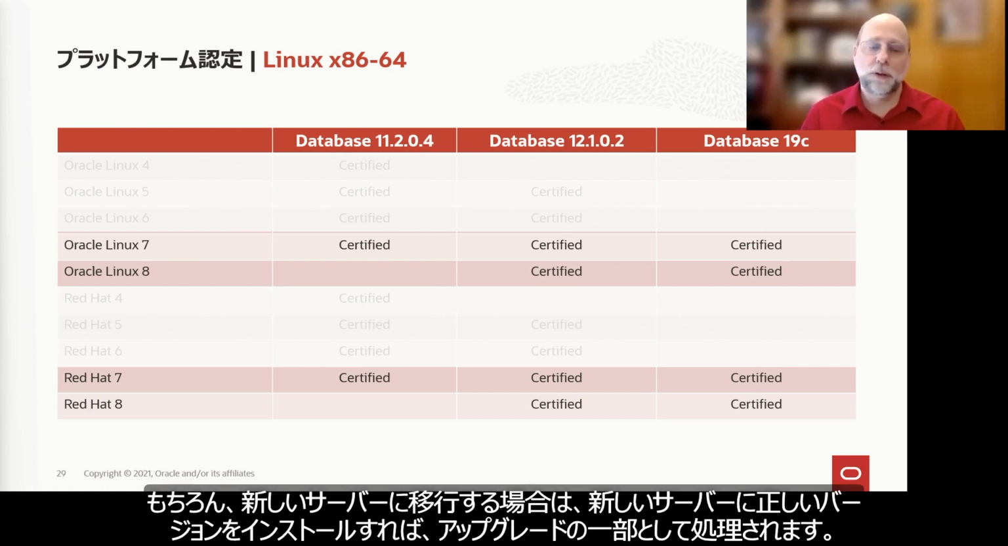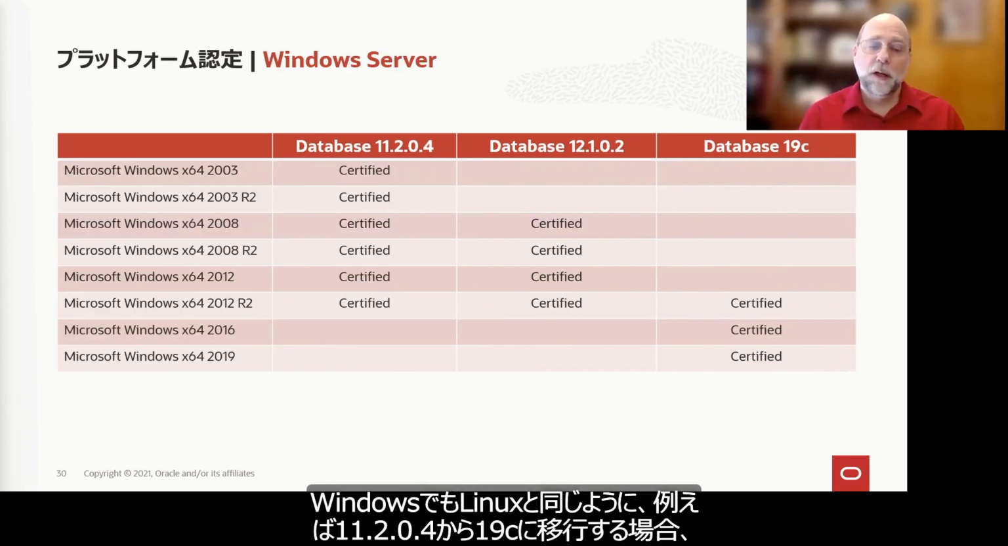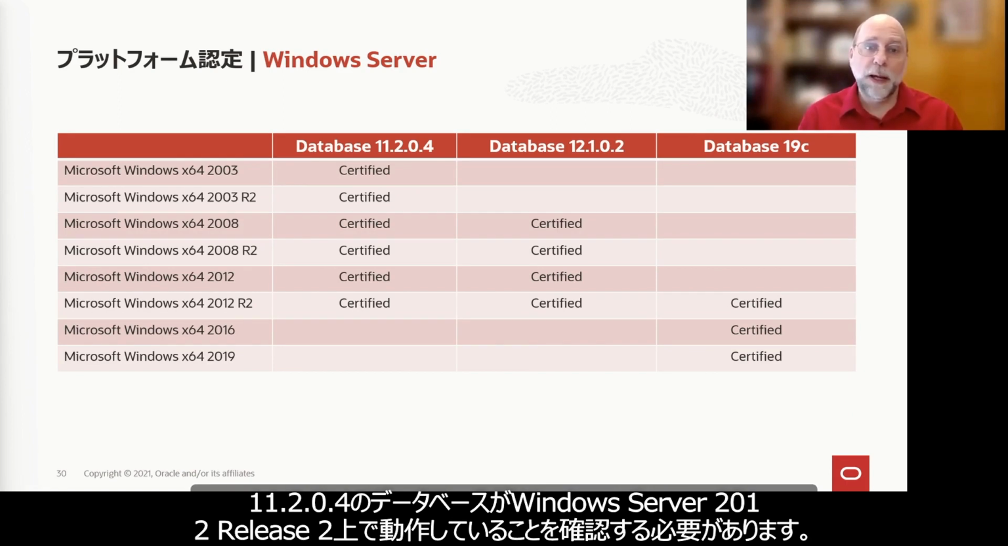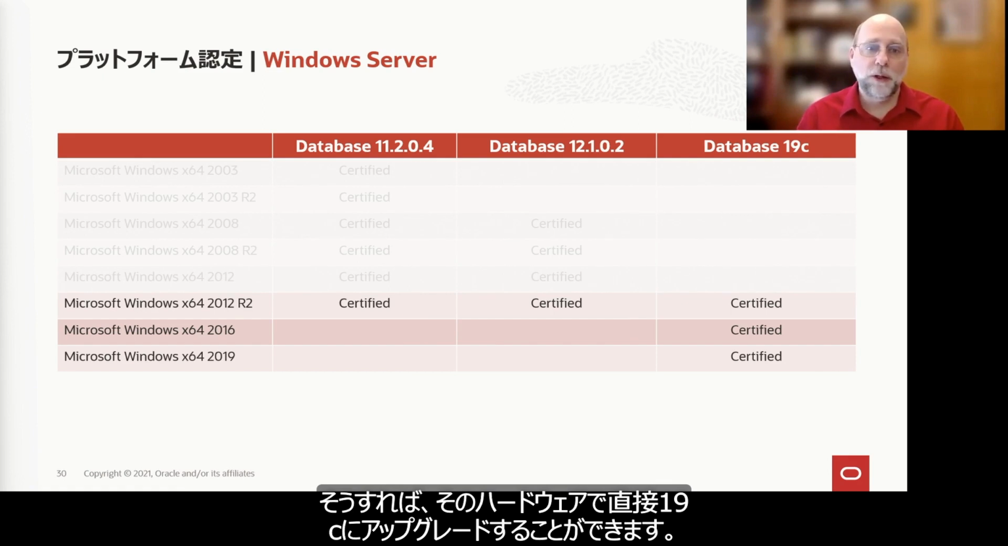Of course, if you're going to a new server, you could just install the correct versions on that new server, and that takes care of it as part of your upgrade. But for in-place upgrades, find that sweet spot in the middle. The same is true for Windows as it is for Linux, where, for example, going again from 11.2.0.4 to 19c, what you'd need to do is make sure that your 11.2.0.4 database is running on Windows Server 2012 Release 2. That way you could upgrade directly to 19c on that hardware.